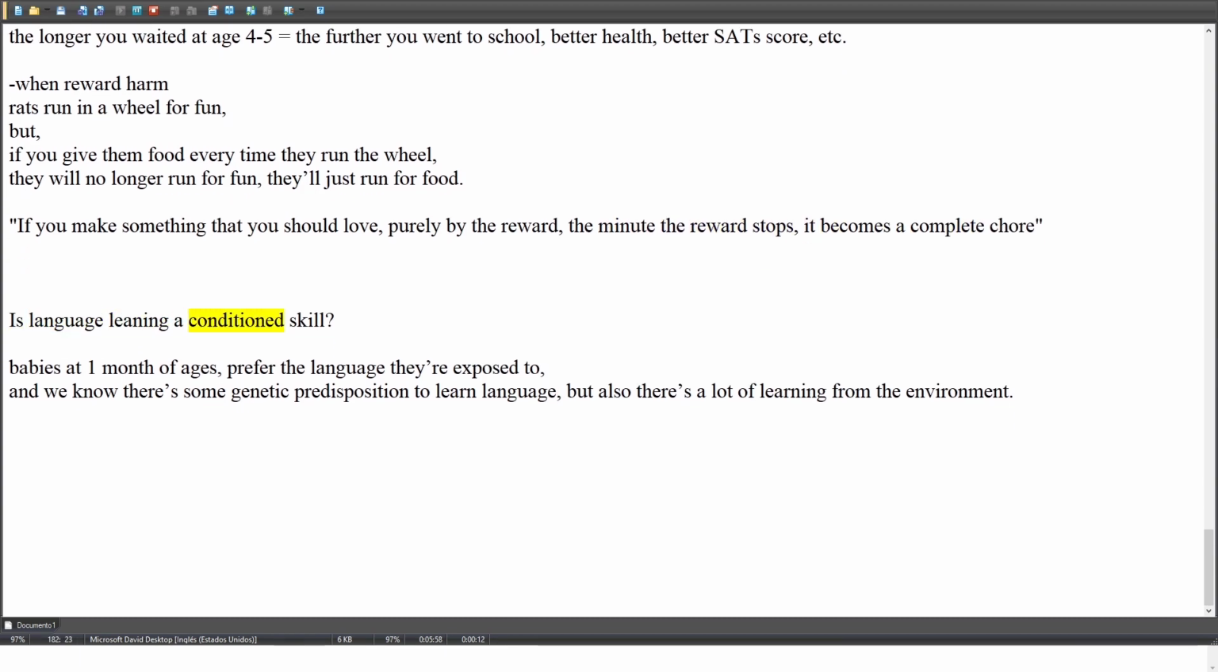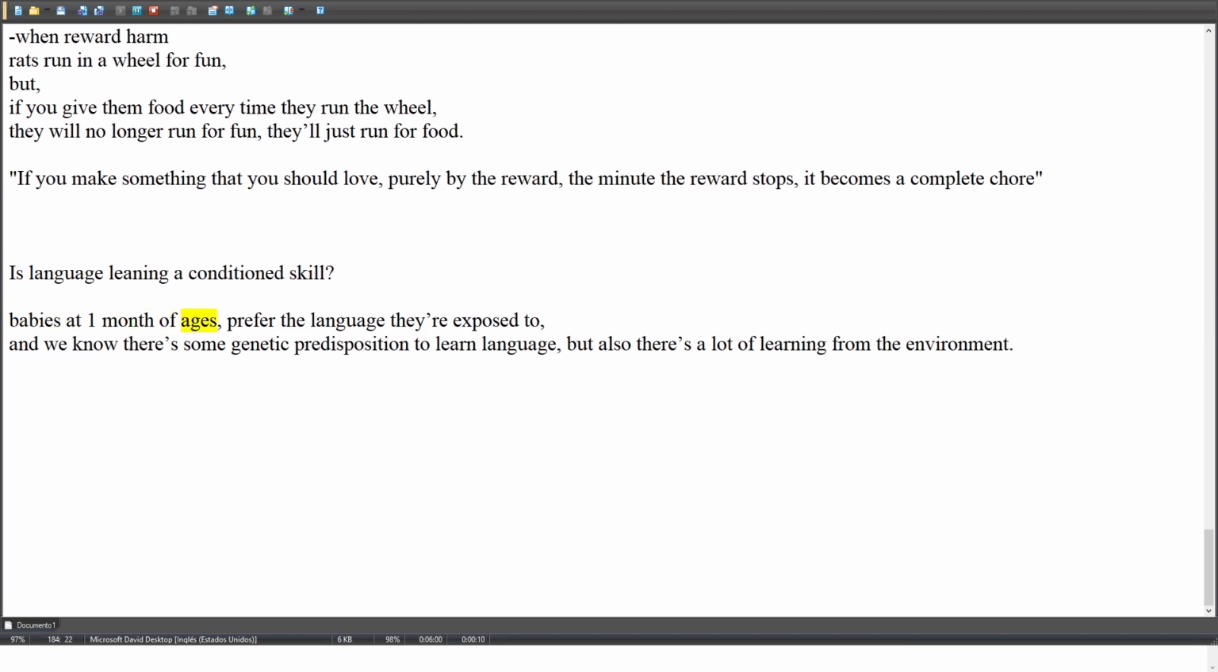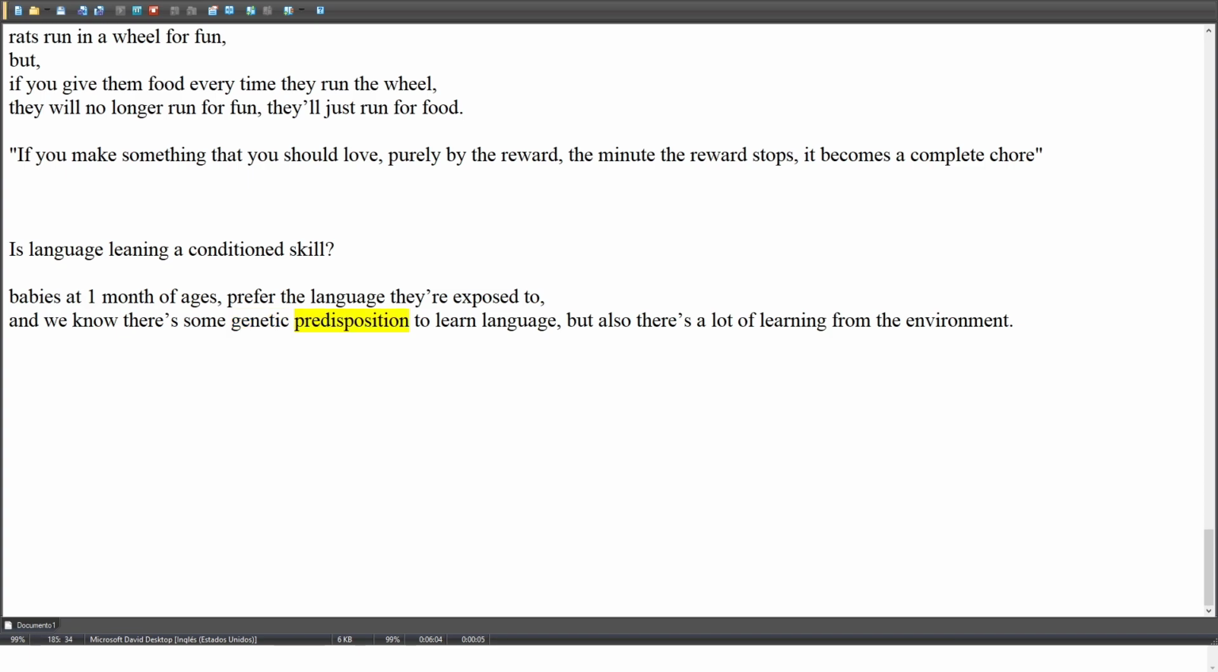Is language learning a conditioned skill? Babies at 1 month of age prefer the language they're exposed to. And we know there's some genetic predisposition to learn language, but also there's a lot of learning from the environment.